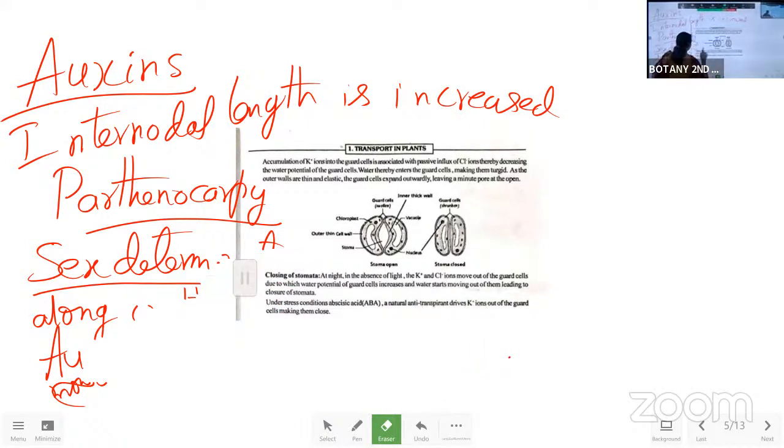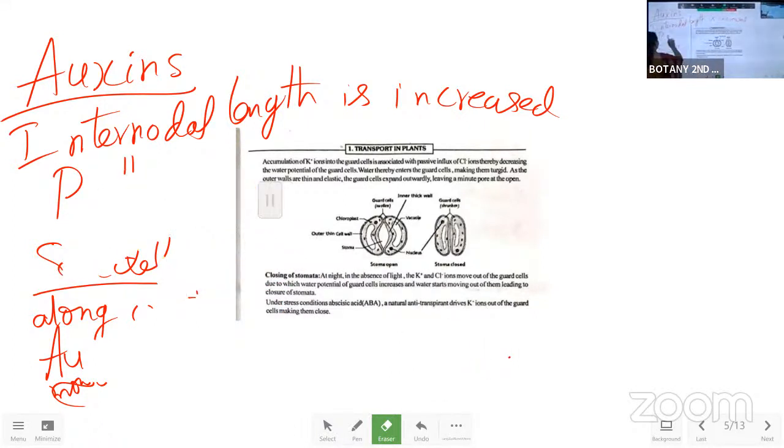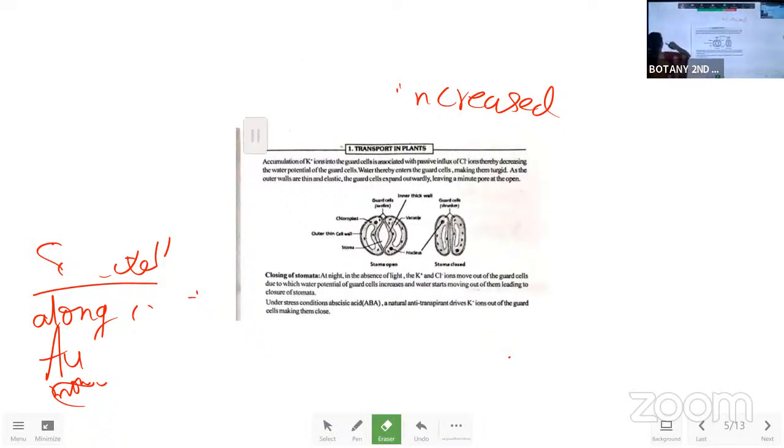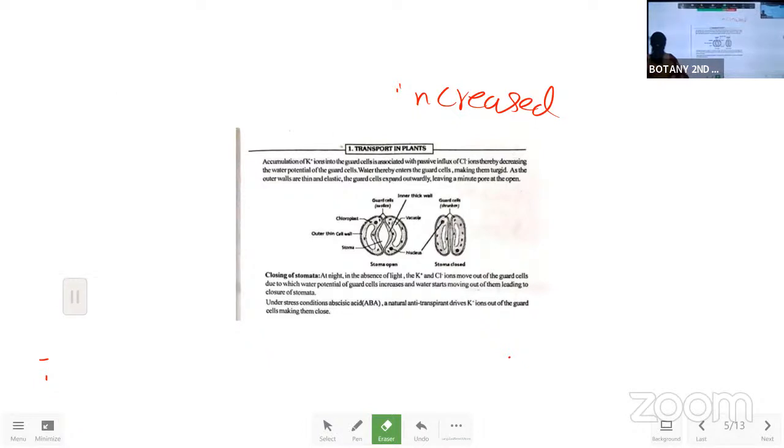So like this, we can write, and it enhances the flowering. It enhances the flowering in some plants. Example, grapes, so that the parthenocarpy is going to be increased in the grapes. So like that, we can conclude that auxins are useful in agriculture and in horticulture. And the next one is the gibberellins.